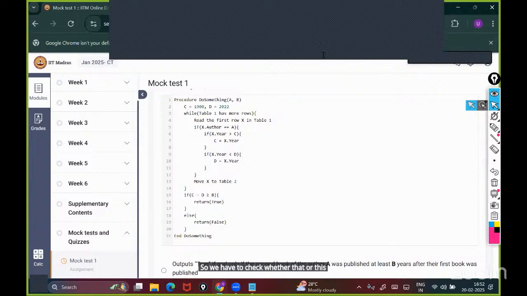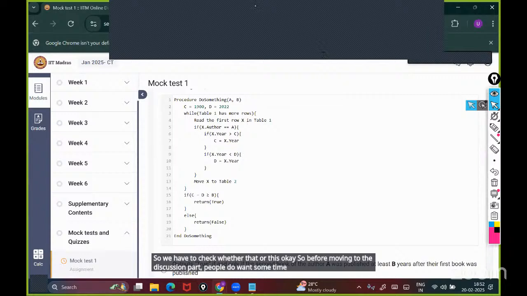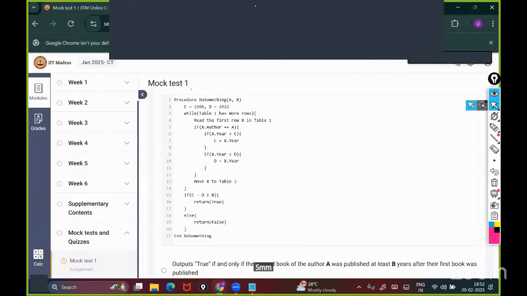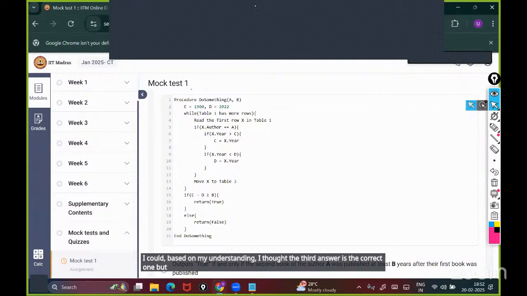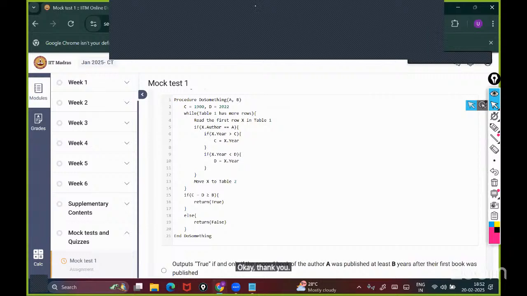Before moving to the discussion part, people, do you want some time to understand this question? Yes, ma'am, we want. Yes, okay. Based on my understanding, I thought the third answer is the correct one, but we'll see. Let us do it first, we'll discuss, dear. Okay, thank you. Which question is this, ma'am? Question number 11 in the mock quiz.